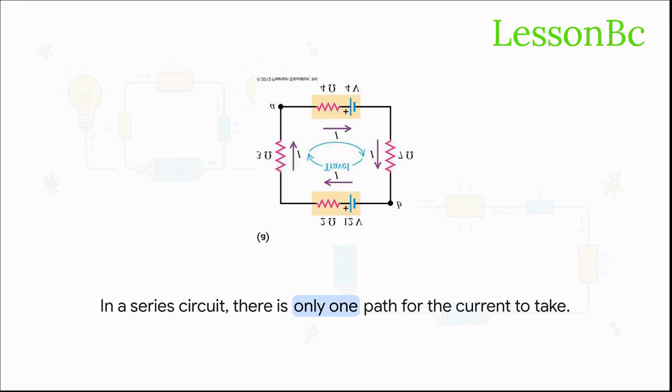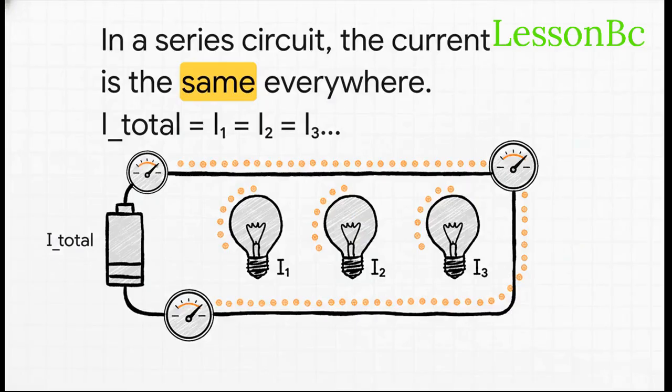This is the single most important feature. The electricity has only one path it can possibly follow. And because there's only one path, that leads us to the golden rule of series circuits. The current is exactly the same everywhere in the loop. The amount of flow that goes through the first component is the exact same amount of flow that goes to the second and the third, and so on. It never changes, it's constant.